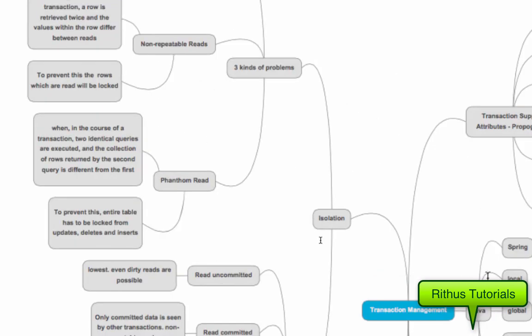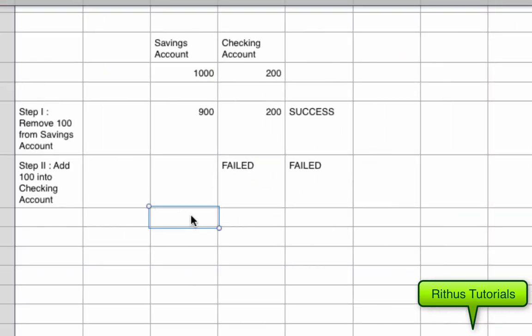C is consistency. I is isolation. Let's say there are 2 transactions, T1 and T2, and T1 has 2 steps and T2 has 2 steps. What isolation says is that if T1 and T2 are executed in parallel, one step of T1, another step of T2, another step of T1, and another step of T2, even if they are executed in parallel, the results should be the same as them being executed in sequence. Let's say this is the way these transactions were executed.